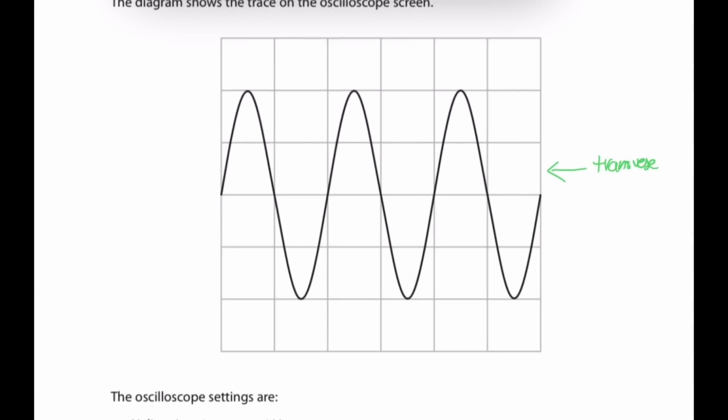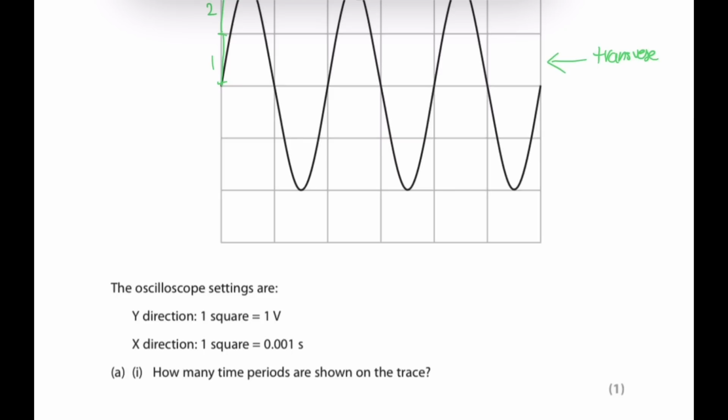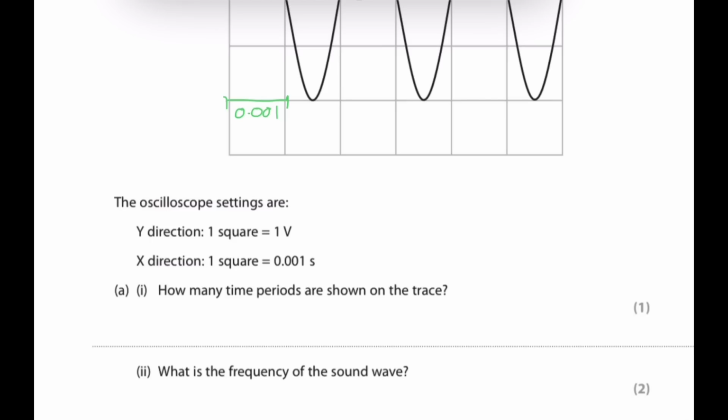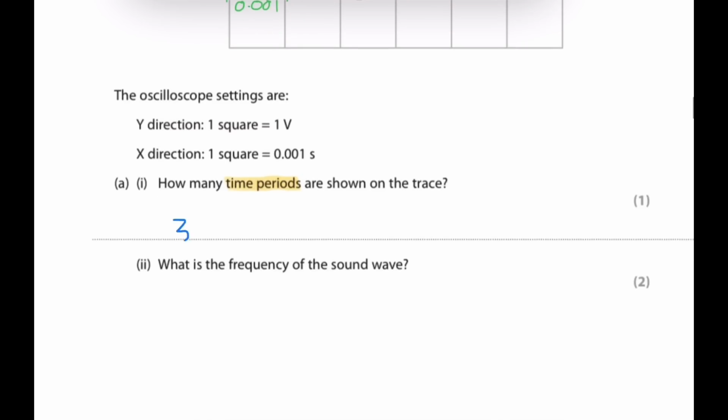So we can say that this is 1, this is 2. X direction 1 square is 0.001. So here we have 0.001. How many time periods are shown on the trace? So for the time periods, you're just going to go on your graph and see how many times the wave is recurring. So that is 1, that is 2, and that is 3. So there are 3 periods shown on the trace.